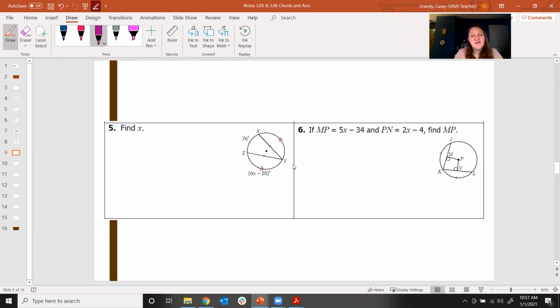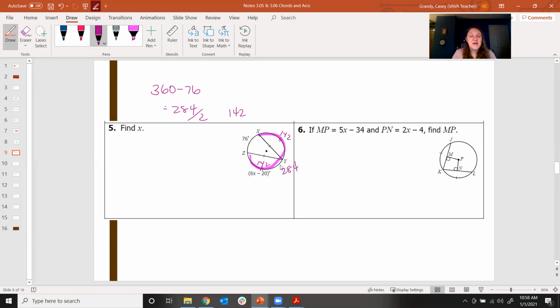Well, I know that an entire circle measures 360. So if I do 360 minus 76, that'll tell me what arc XWZ has to be equal to. 284. So I know that from here to here is 284 degrees. And I know that each of these pieces that make that up have to be congruent. So if I divide 284 by 2, I get 142. So each of these pieces has to be 142 degrees.